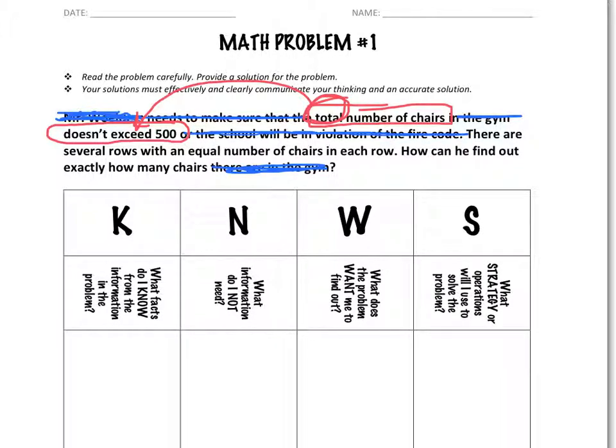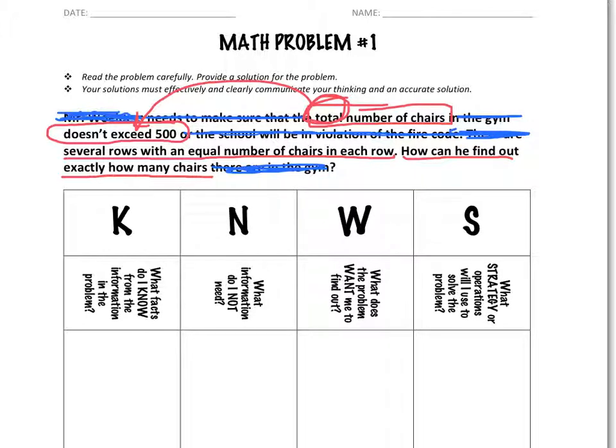What else? Miss Braden: The question, how can he find out exactly how many chairs there are in the gym? All right, so we need the question. Is there any other important information in there? Roshan: There are several rows with an equal number of chairs in each row, because that's vital to answer the question. "There are" is not useful.